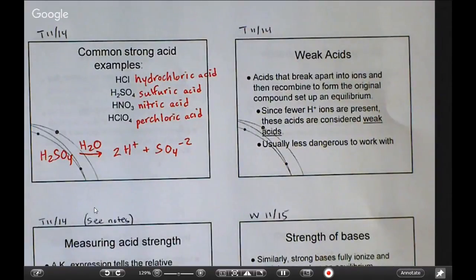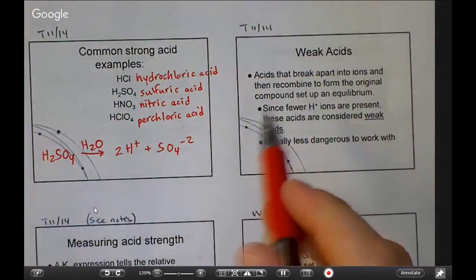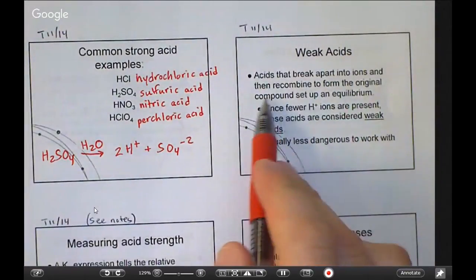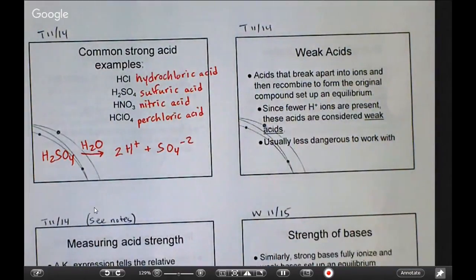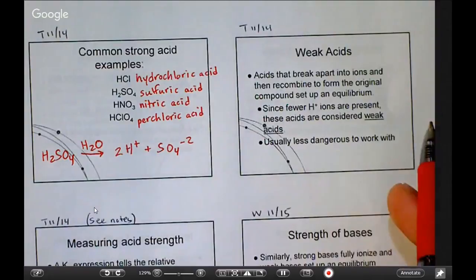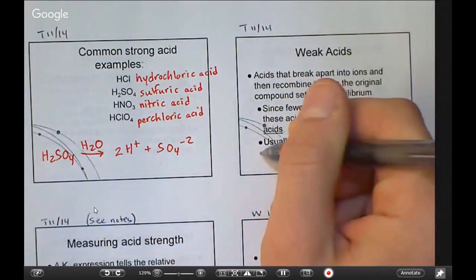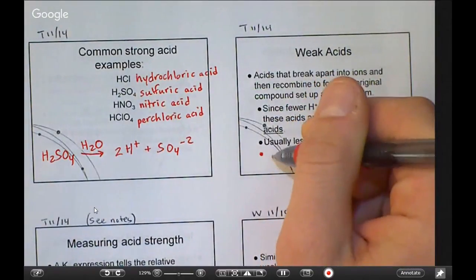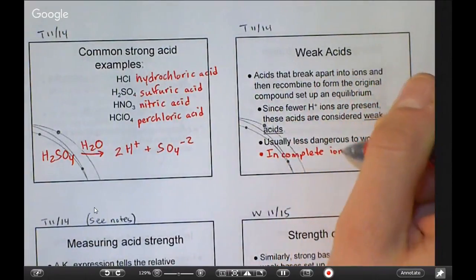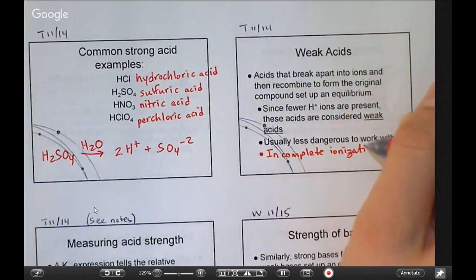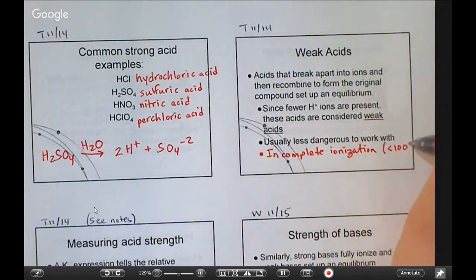And then we have weak acids, which are not strong. Okay, it says these are acids that break apart into ions and then recombine to form the original compound set up as an equilibrium. It says, actually it doesn't say it in here, but I'll write it in, that it has an incomplete ionization. Which means that we are less than 100% ionized.